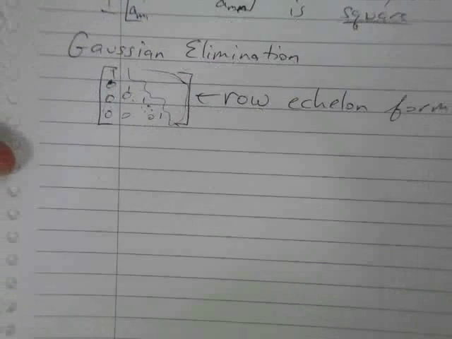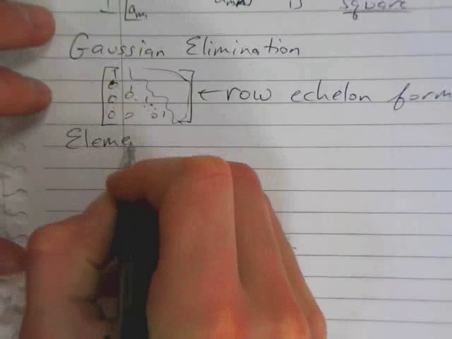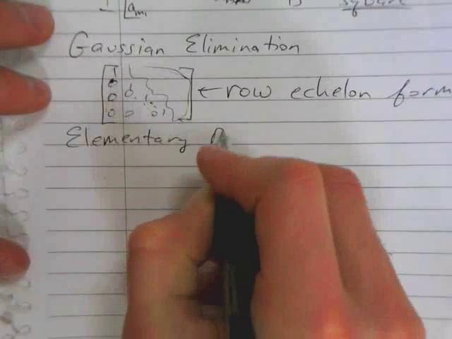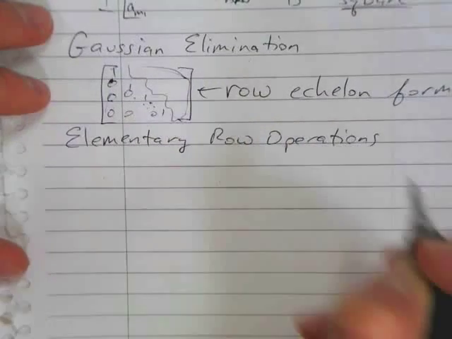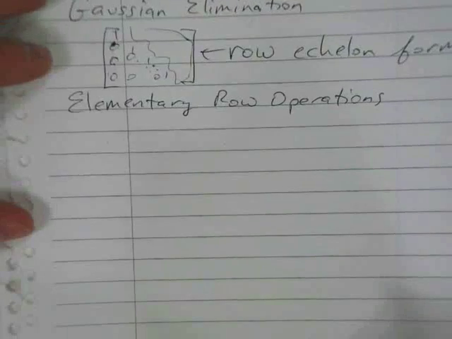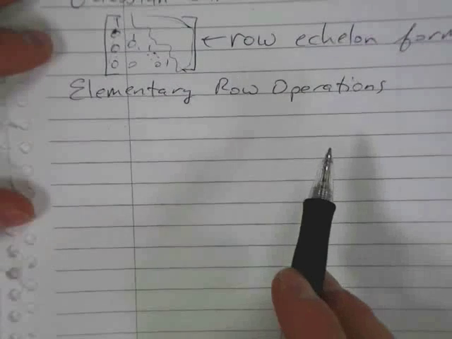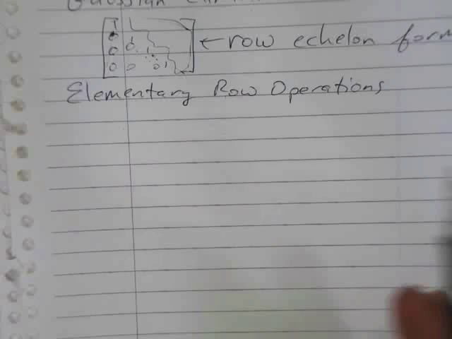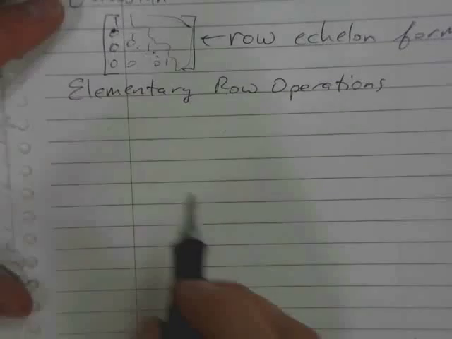Okay? And we can perform what are called elementary row operations, in much the same way that we add equations or multiply them by a constant when we're solving a system of equations. Those elementary row operations are just multiplying by a constant or adding multiples of the rows together. So let's take an example.